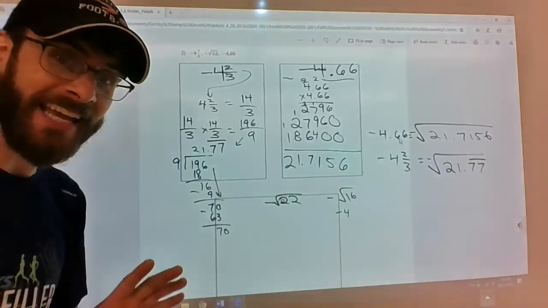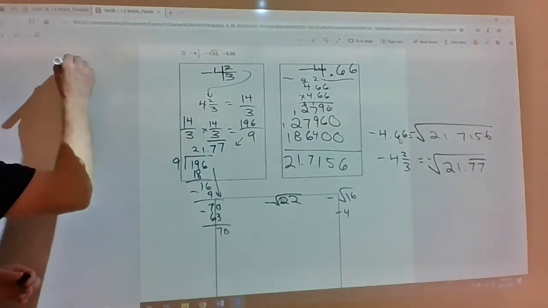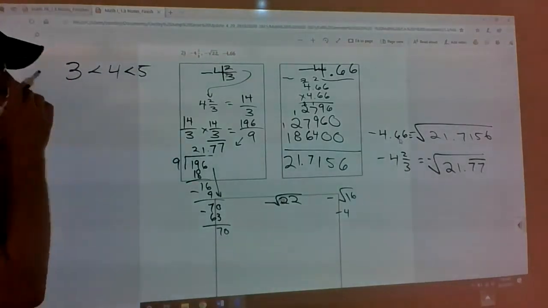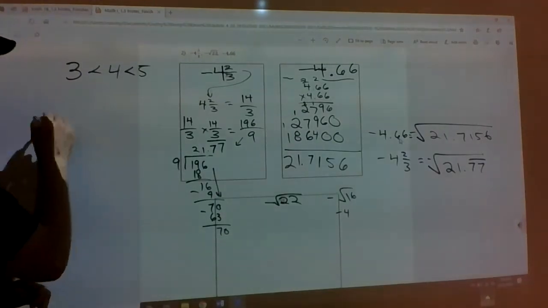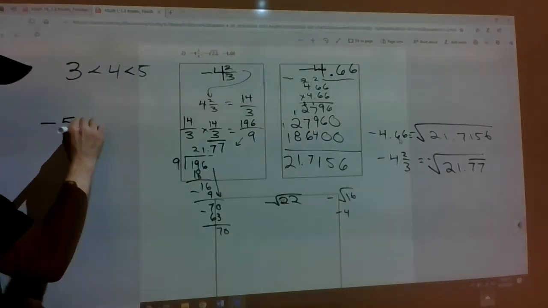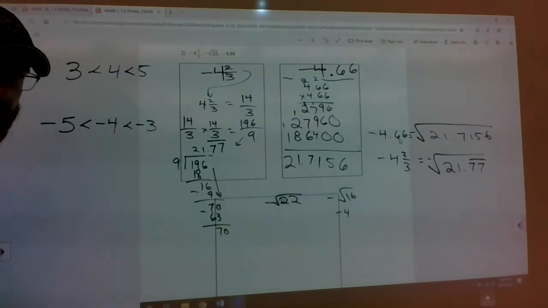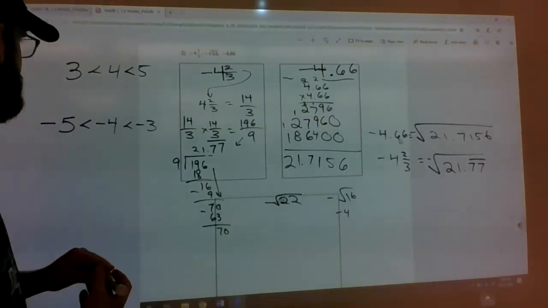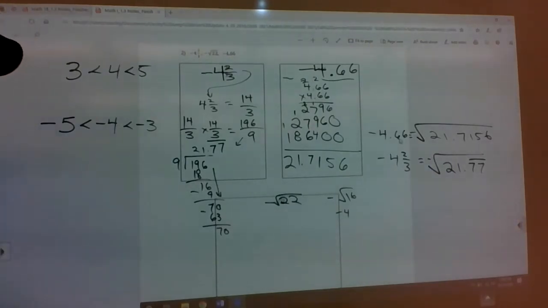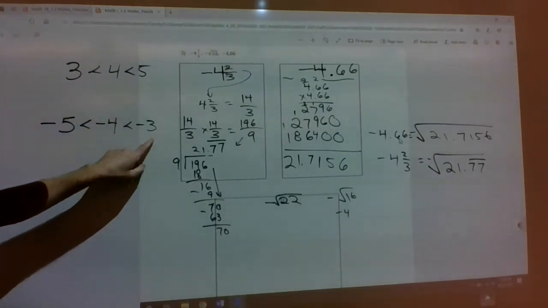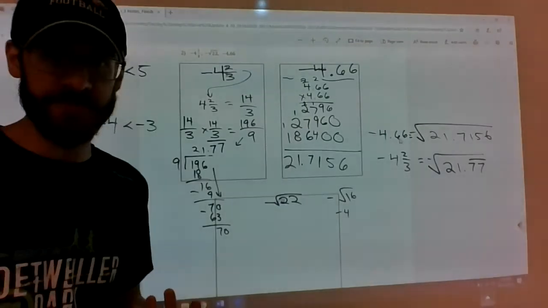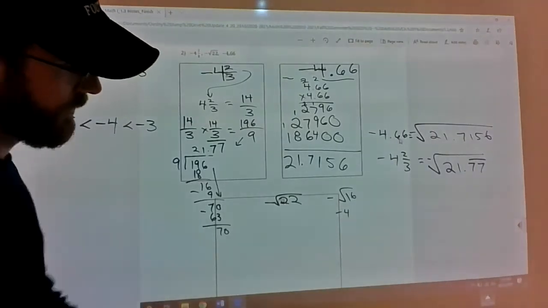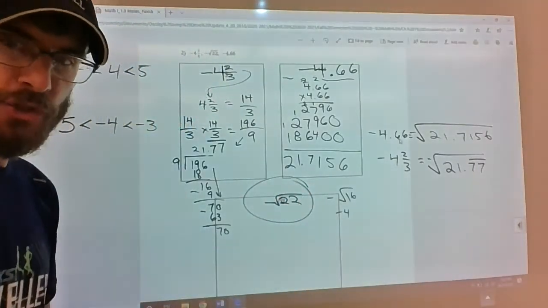Well, you got to think about negative numbers differently now. 3 is less than 4, which is less than 5. Most people can agree on that. But negative 5 is less than negative 4, which is less than negative 3. The reverse, it switches, right? Those who are first shall be last, and vice versa when you talk about making negative statements with that. So, who is the smallest number? Negative root 22 now is the smallest number.